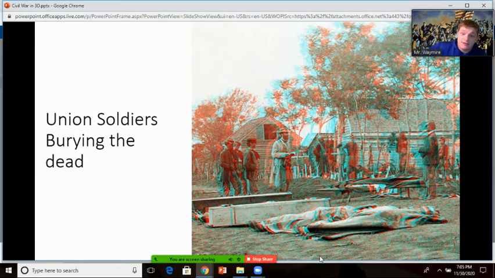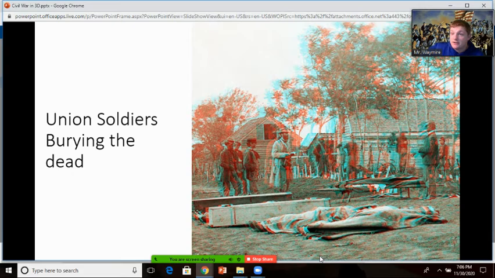Now, I don't know where this is or after which battle this was, but after every battle, you have casualties, obviously. And this is just the nature of war. Brothers were fighting brothers. It was the United States against the United States. This is why this war has the highest casualty of American soldiers, because it was America versus America.